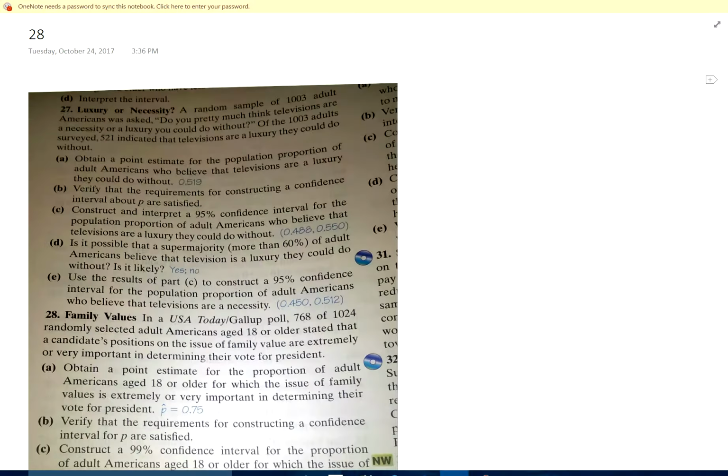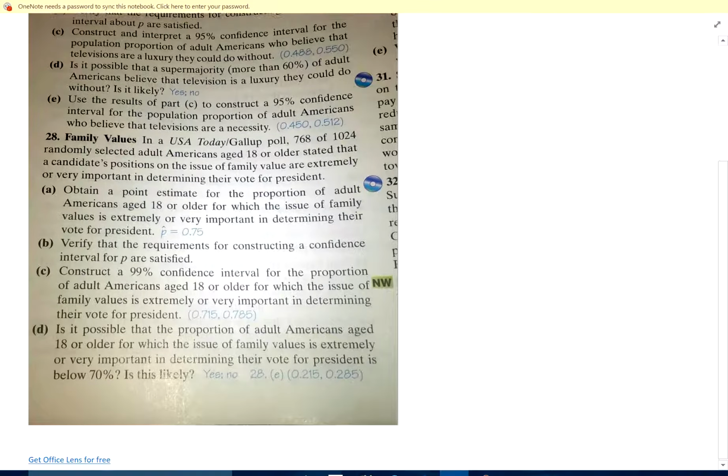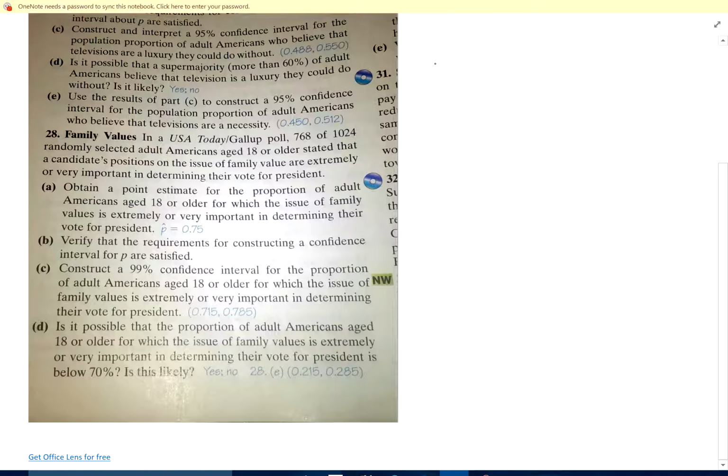All right, 28. Family values. Okay, so we got 768 out of 1,024 who think that a candidate's position on family values is extremely or very important in determining their vote for president. So this sample thinks that 768 out of 1,024, or 75%, think that family values are important in determining their vote for president. There's my point estimate, that's p hat.